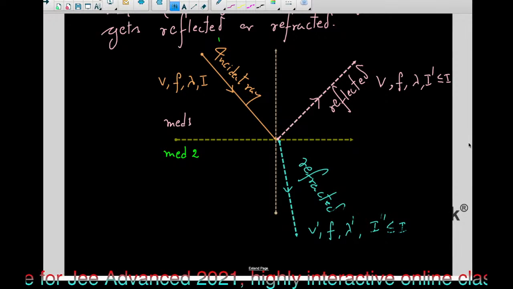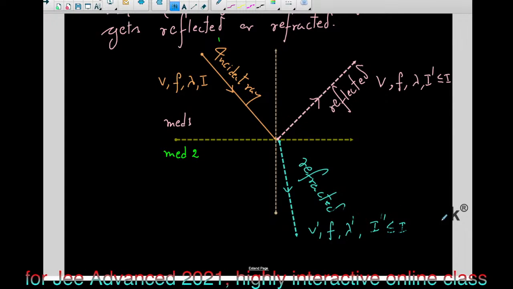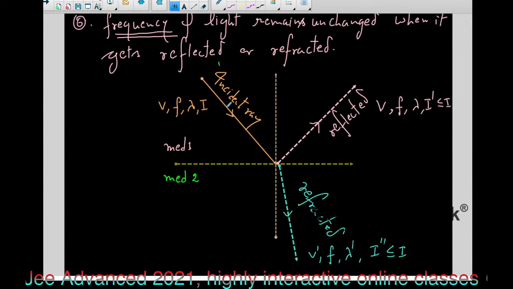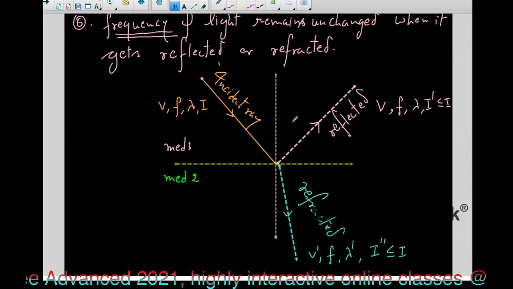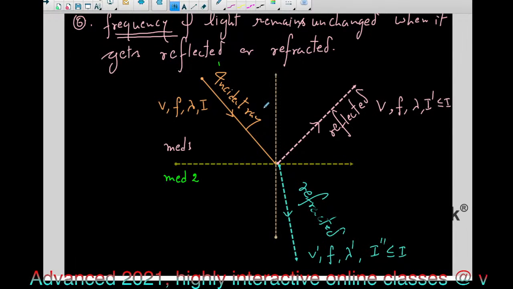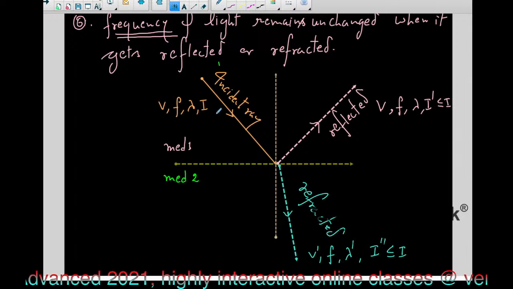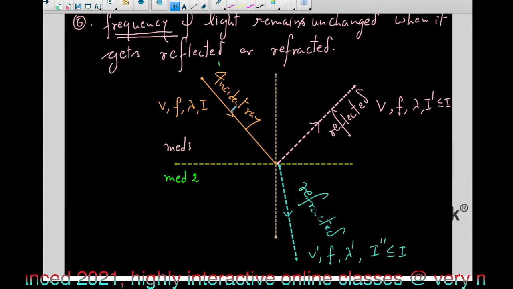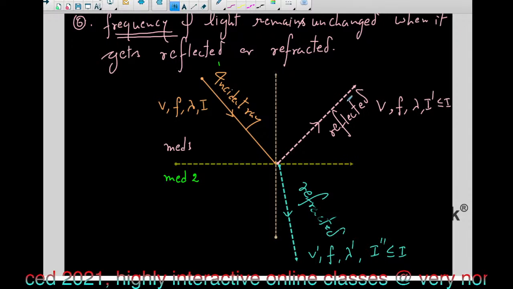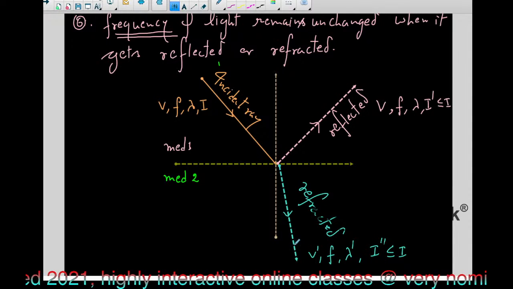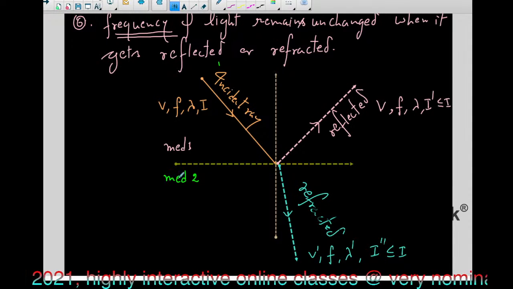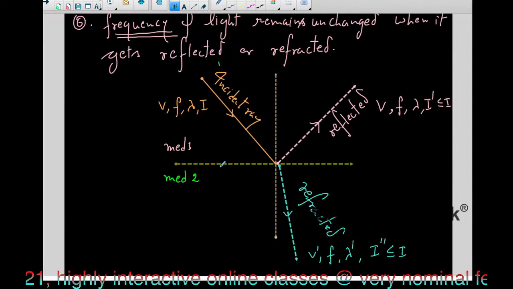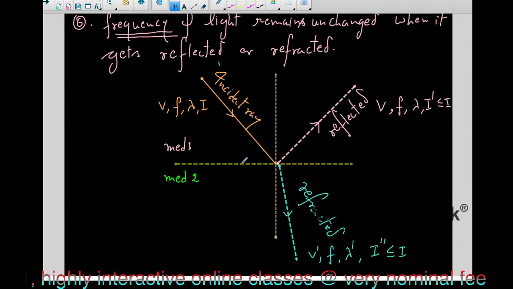Sir, what is meant by intensity? Intensity is directly proportional to energy. Later on we will discuss in detail. Suppose some light is coming over here. Some part of the light is reflected and some part of the light is refracted, depending on which type of medium this dividing plane has.